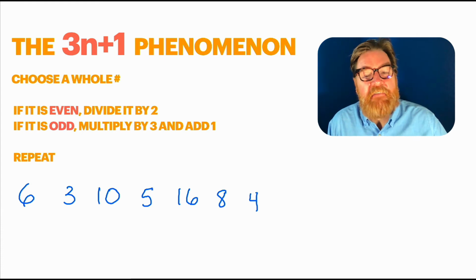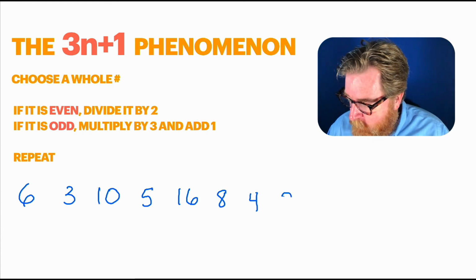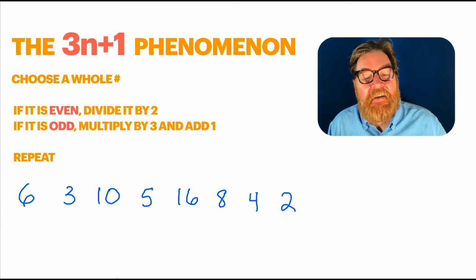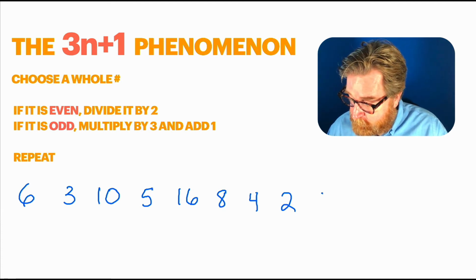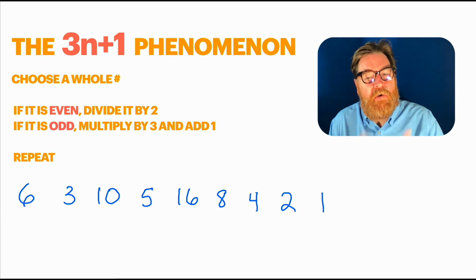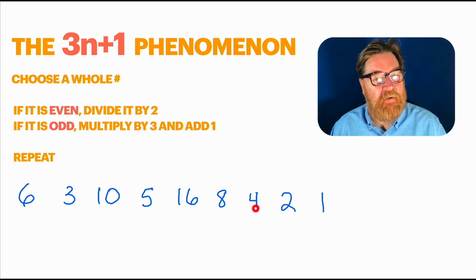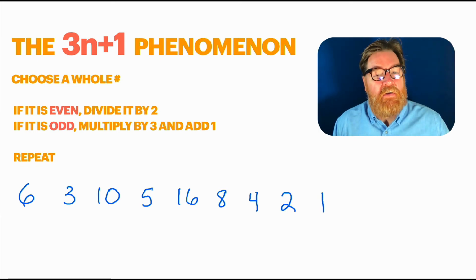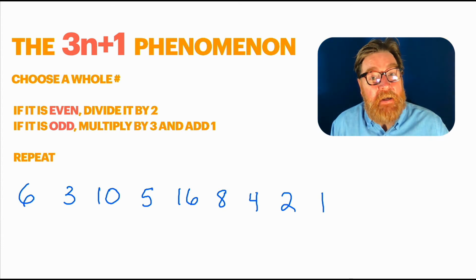8 divided by 2 is 4. Oh man, it's a string of evens. 4. So we've got to divide it by 2. That's 2. And yet another even. 2 is even. Divided by 2, you get 1. I want you to notice something. Once we get to 1, if we multiply by 3 and add 1, that's 4, it's going to put us back right here, isn't it? And then we're going to divide it by 2. Divide by 2, we get 1. So that is important. That's the phenomenon.